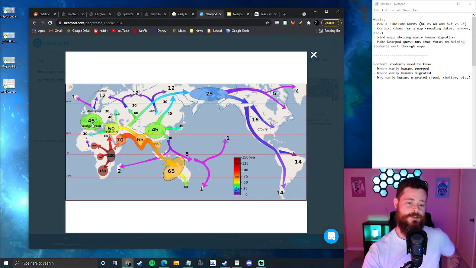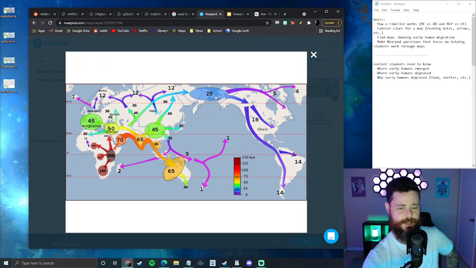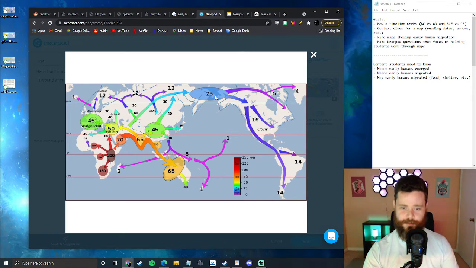I think it would be hard for students to visualize early human migration if the North and South American continents were to the left of all of this, because it would be hard for them to see this connection between super far Eastern Asia and super far Western North America over here, where you had the, it's either Beringia or the Bering Land Bridge. It's been a while since I've gone over this. So yeah, I think this would give us a good opportunity to do that.